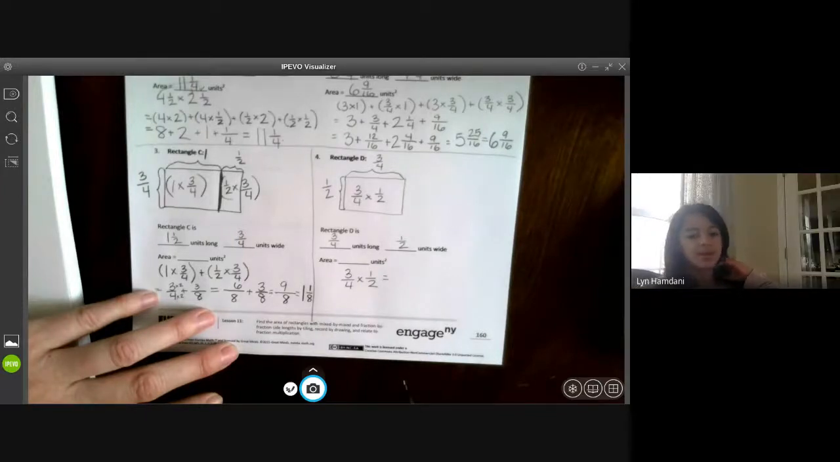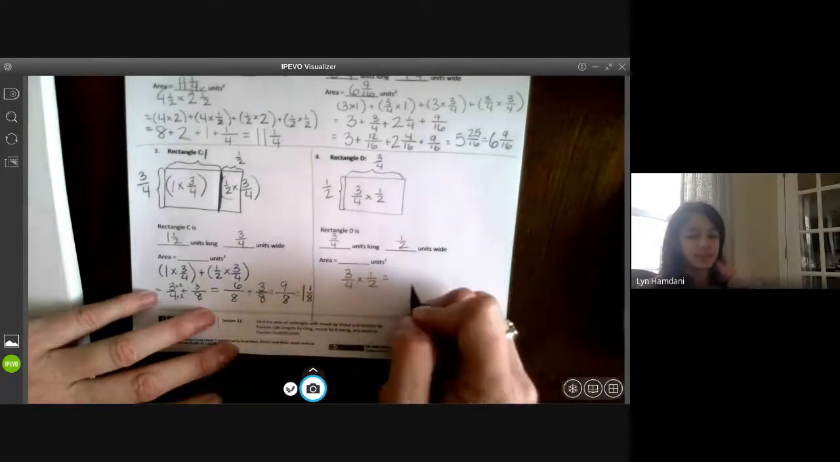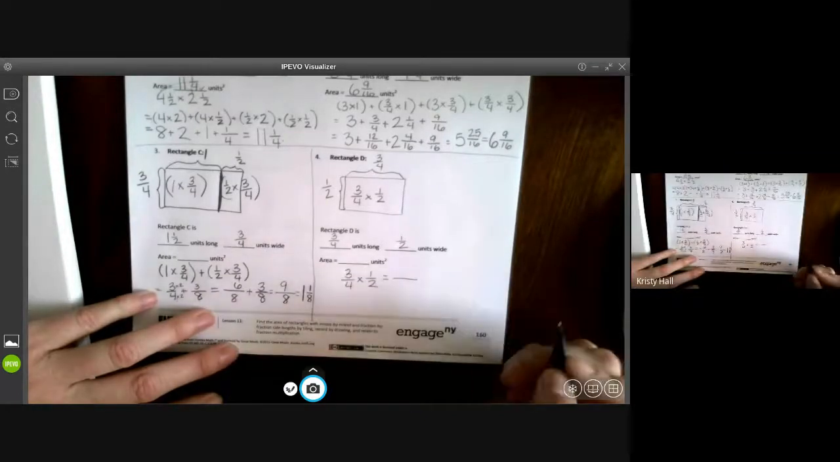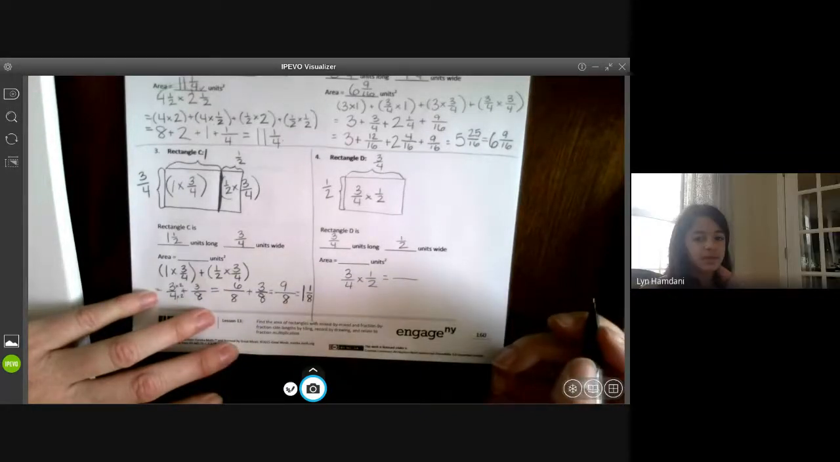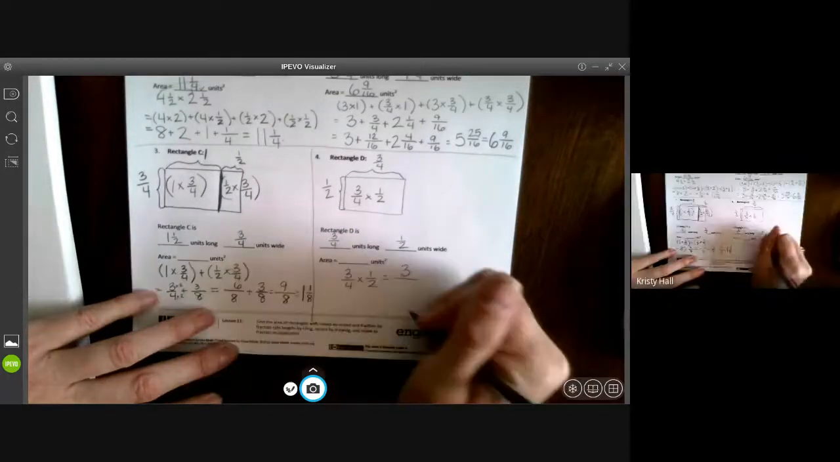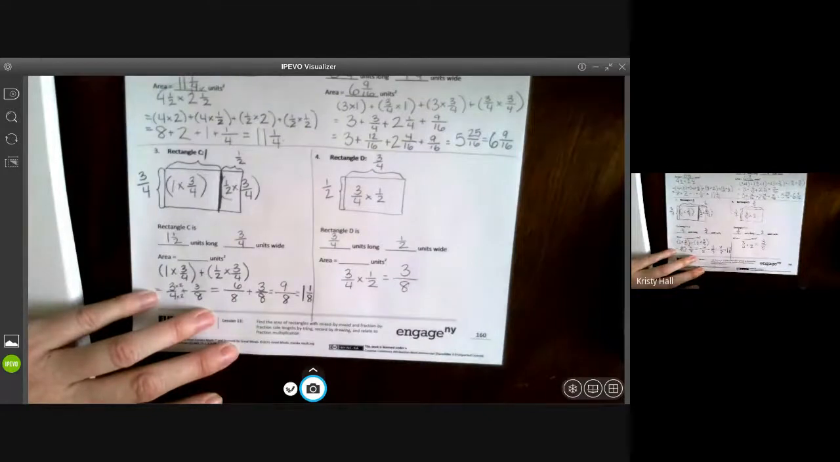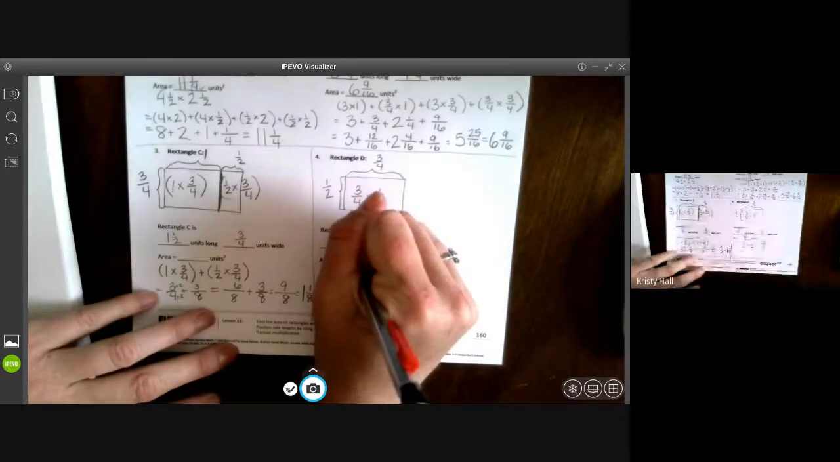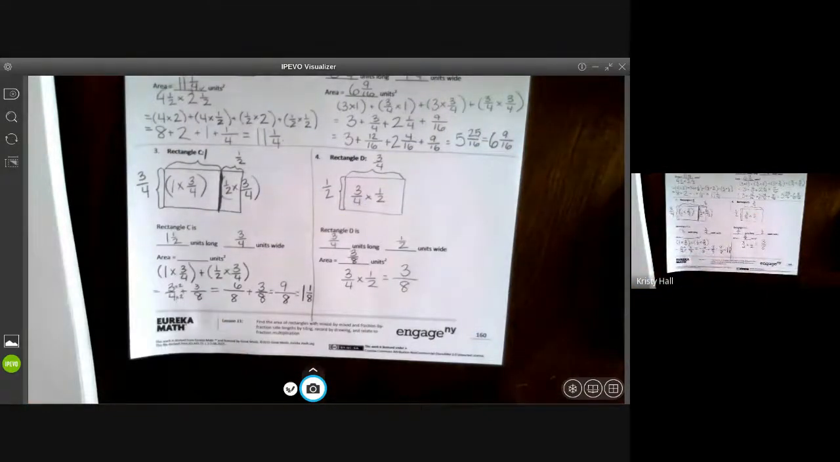Multiply 3 and 1, and then 2 and 4. Okay, so it's 3 times 1. 3. Yep. And 4 times 2. 8. Great job. So our area is 3/8 square units. All right, when you're ready, go over to the second page. We're going to do one more problem.